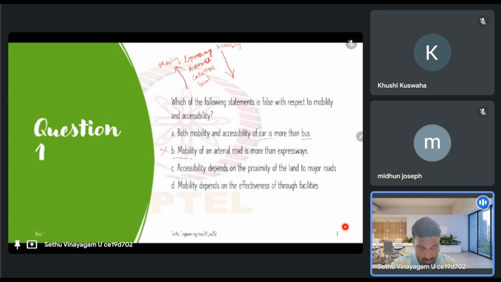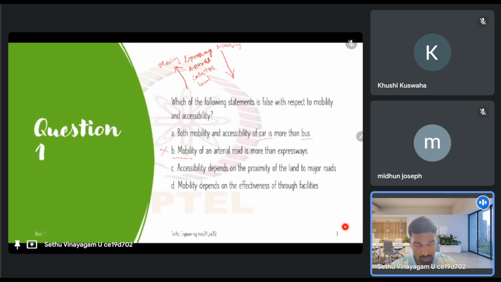The third one says accessibility depends on the proximity of the land to major roads. This is correct. When the facility is closer to the land use, it is easier to gain access to it. So the proximity is one of the factors which will affect the accessibility.